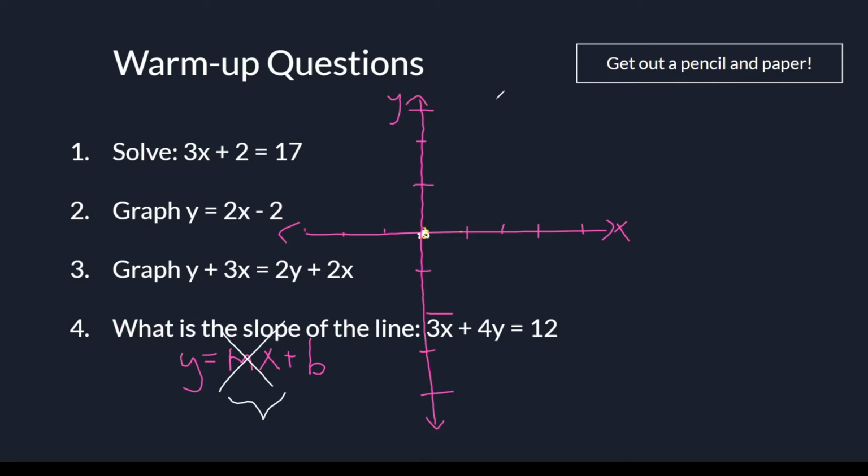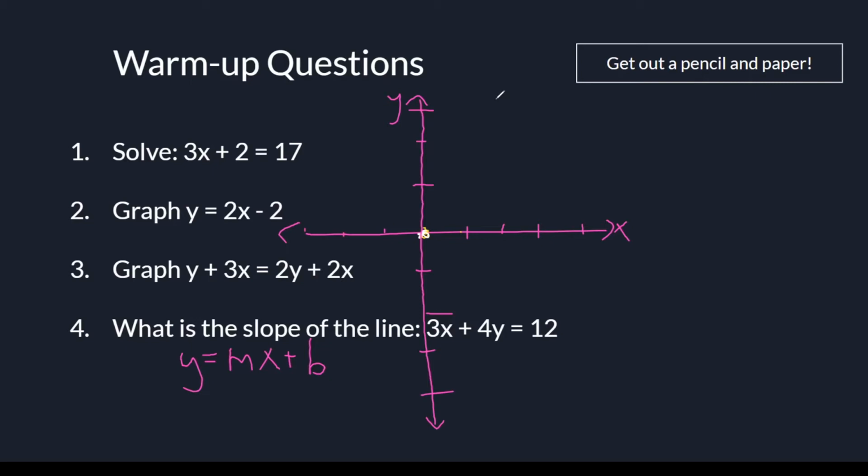So when x is 0, y will be b. So every equation of this form has a y-intercept of (0, b). Okay, so just that's a fun fact for you to know. But the slope is how much y changes given a change in x.